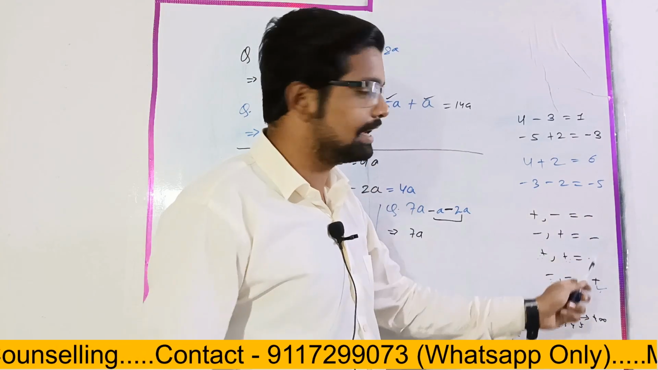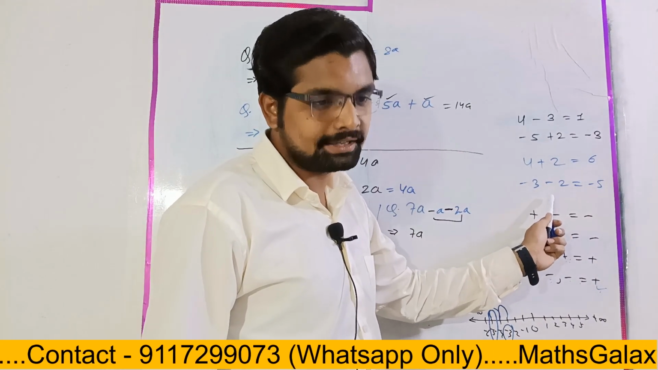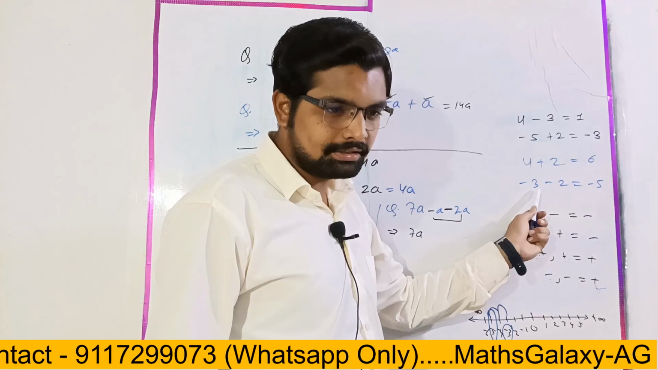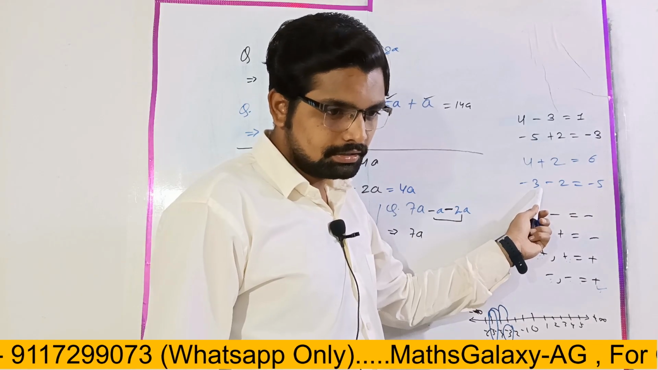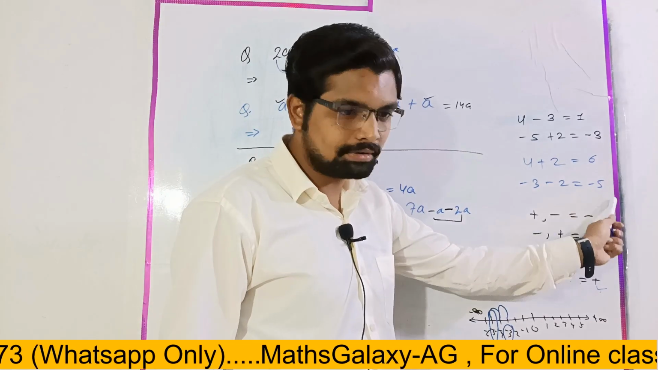Now come to the sign, which sign we will write here. So we have to check for the greater one, as here 3 is greater, right, and the sign is minus, so here we will apply minus, so it will be minus 5.